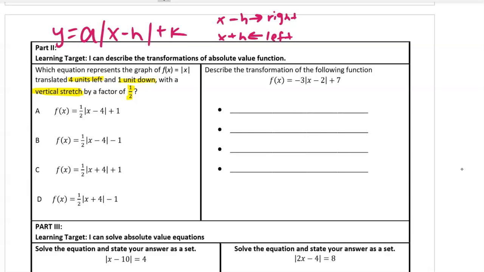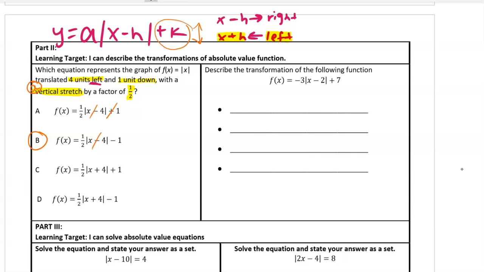So right now it's telling us that we're moving left. And the one that's moving left is x plus h. So in our equation, we need to see x plus 4. Not this one, not this one. It's either C or D. Now, it also says 1 unit down, and K is the one that goes up and down. 1 unit down would be -1, so the only answer that matches what we have here is D. Now, the vertical stretch, they all have 1/2 in front. The vertical stretch represents A, and they all have 1/2 as their A value, so that's fine.